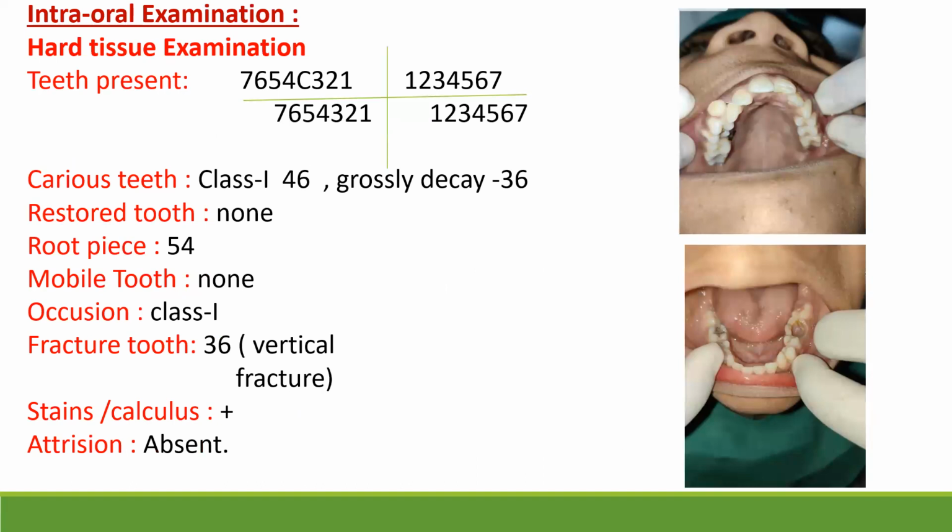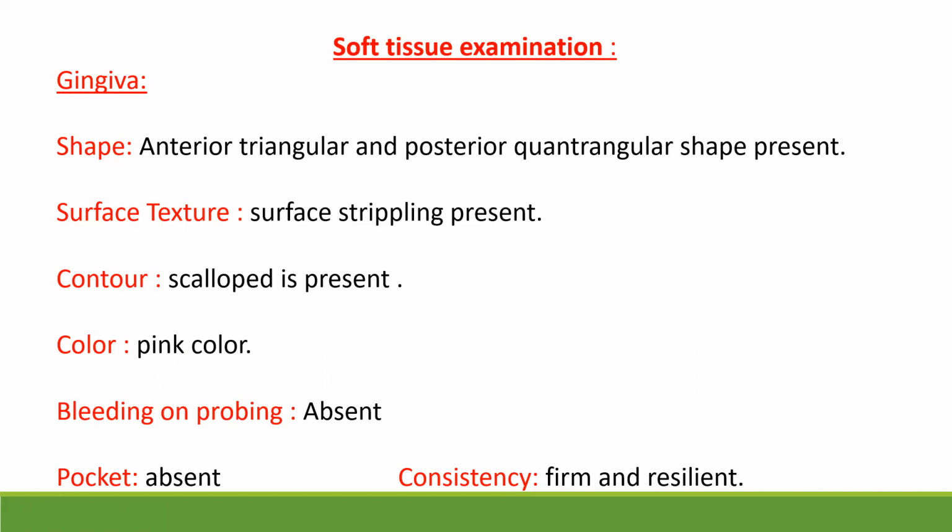On intraoral examination, hard tissue examination, the teeth present are from 1 to 7 and the C over-retained. C was also present. There was class 1 caries. Mild calculus was also present and 3-6 tooth vertical fracture was also present. On gingiva, the shape, surface texture, contour and color were normal. There was no bleeding on probing and no pocket present.